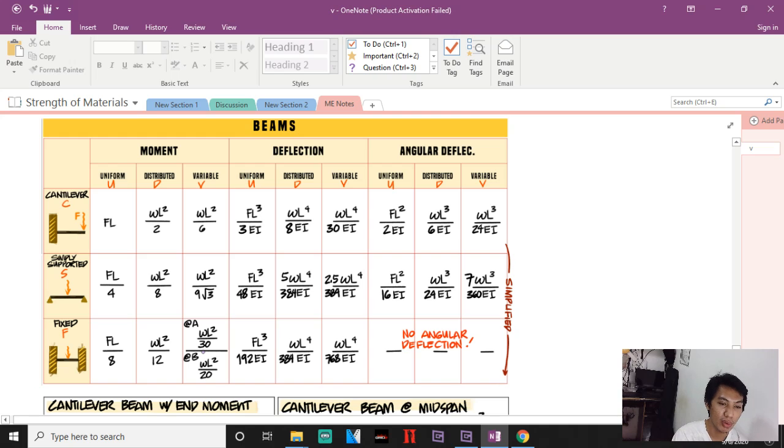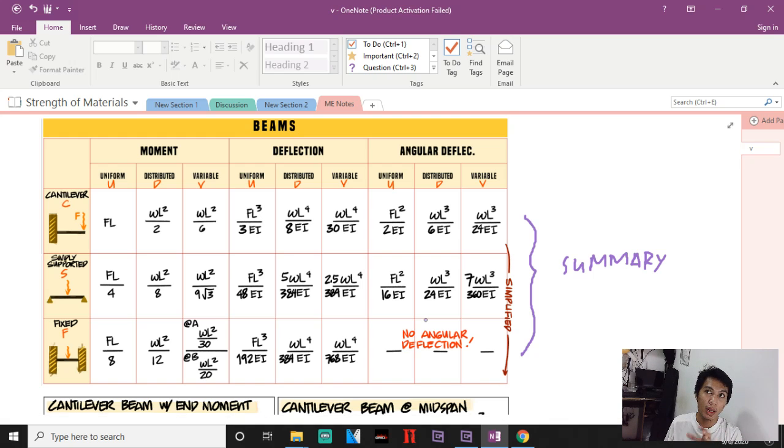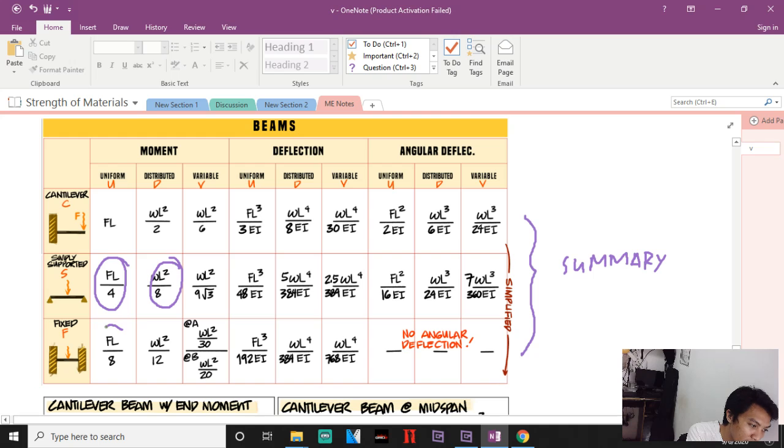Now, for your beams, this is just their summary. But this one, when you are practiced, depends on the formula, FL over 4, FL over 2, and the other one is WL squared over 8. Those are what you memorize there. For simply supported, you need to memorize this one. When fixed, FL over 8, 12 times. This one is 8 times.